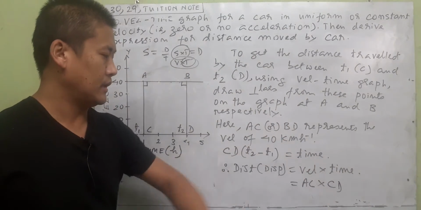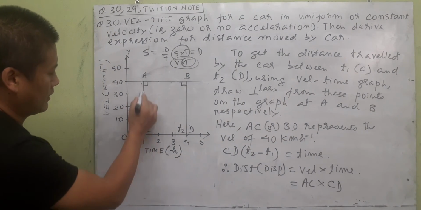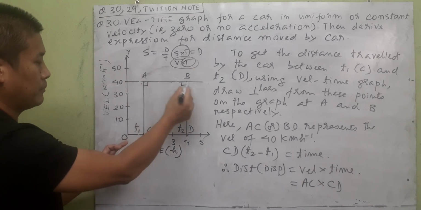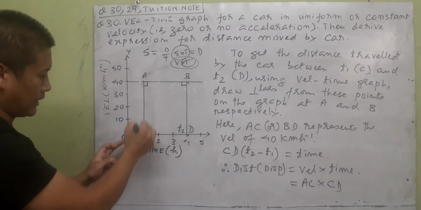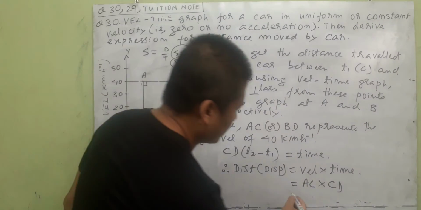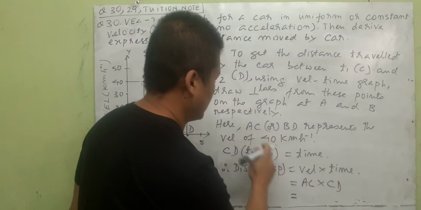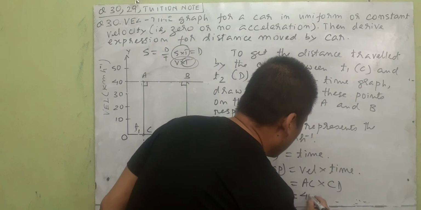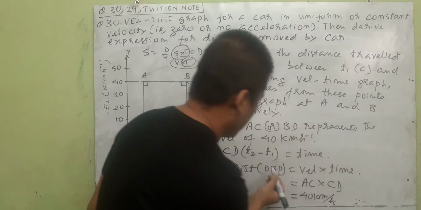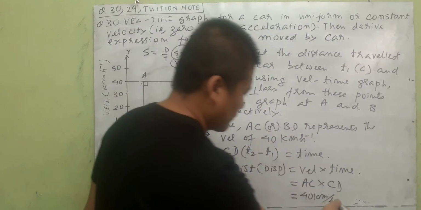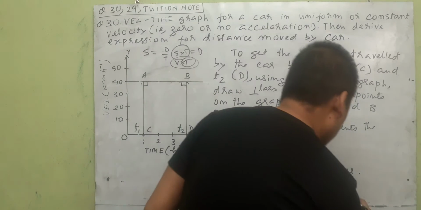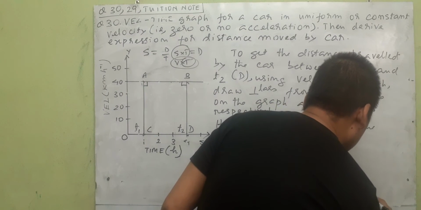So SC into CD is what? SC length into CD, length into breadth. This ABDC is a rectangle, so length into breadth. So it is the area of this rectangle. Keep that in mind. Here SC is 40 km per hour, into CD, which is T2 minus T1. So we write here T2 minus T1.